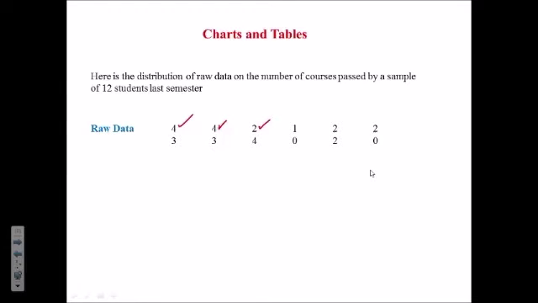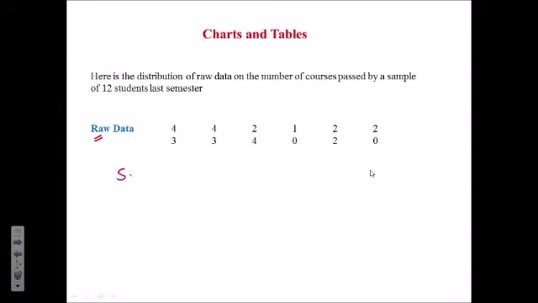The data in this form is called raw data. Raw because we have not done anything with it. It's not very useful in this form. You can imagine if we had 10,000 students in our sample, we would have 10,000 numbers like this. It would be very difficult to get meaning out of it.